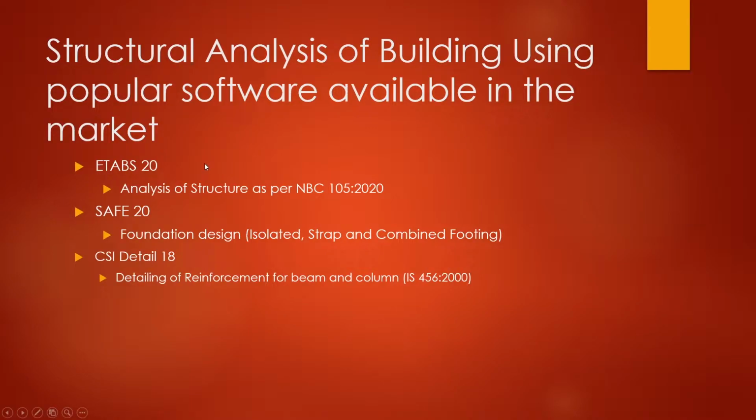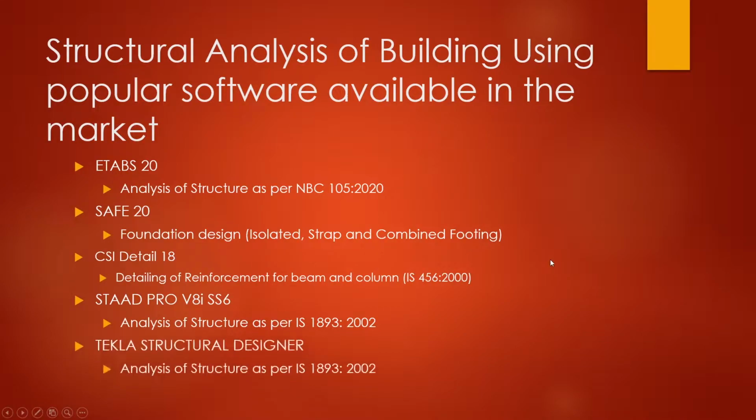And then we're gonna do the detailing of the reinforcement for beam and column as per the IS code 456-2000 in the CSI Detail 18 software. And please do note here that the CSI Detail 20 will not work on ETABS version 20. So after that, we're going to do the analysis of the structure as per IS code 1893-2002 in another popular software, that is STAAD.Pro V8i SS6. And then we're going to finally do the analysis of structure as per IS 1893-2002 code in the new software, that is Tekla Structural Designer version 22.